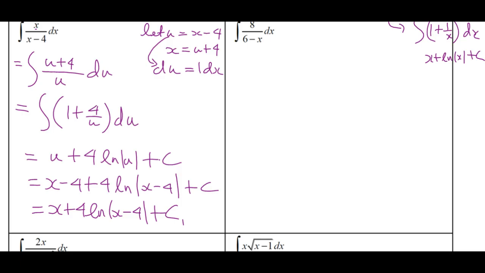What's the difference? The negative 4 is a constant. So I've got x minus 4 plus 4 ln|x minus 4| plus some arbitrary constant. Well, negative 4 is a constant, so I can just combine them into C1, where C1 is equal to big C minus 4. I'm getting rid of that minus 4, replacing it with some other arbitrary constant. So you might get this, and then you don't see that in the answers, because I got a minus 4 and the answer doesn't have a minus 4. Well, minus 4 is just a constant, so all you've done is replace it.